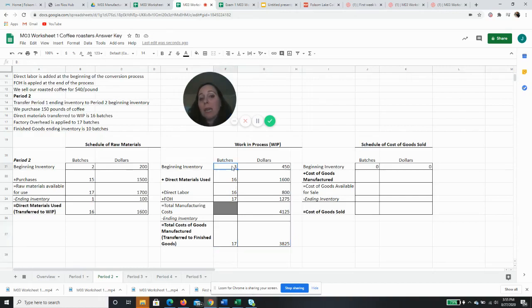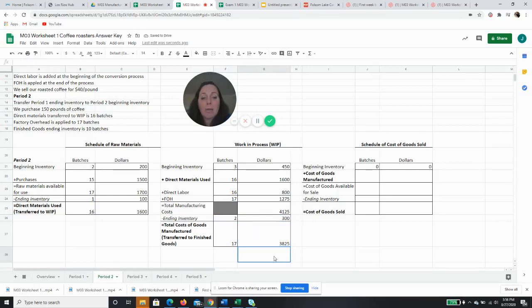Well, I had 3 in beginning inventory, and I added raw materials and direct labor of another 16. So in WIP, there were 19 batches that could have been finished, but we only finished 17, which means there must be 2 batches left in ending inventory, okay? So when we're trying to figure this out, we take our beginning inventory plus the direct materials transferred in. That's 19 minus whatever got finished, 17. That gives us 2 in ending inventory. And I know that my ending inventory in WIP has $150 of cost in it, so there's 300.